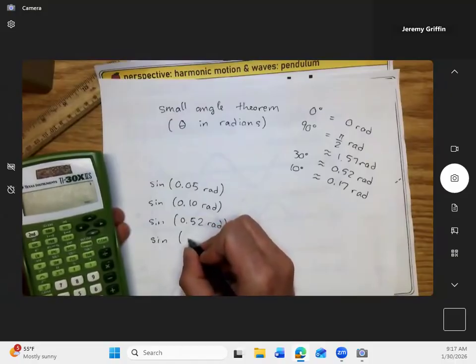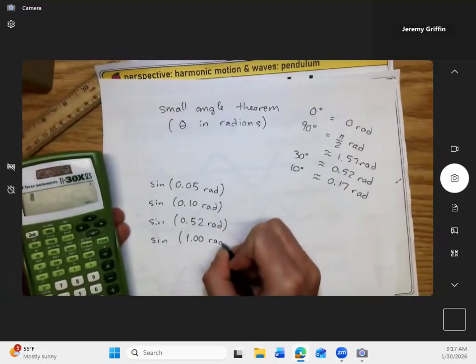Let's go 1 radian. It's about 57 degrees. Okay.